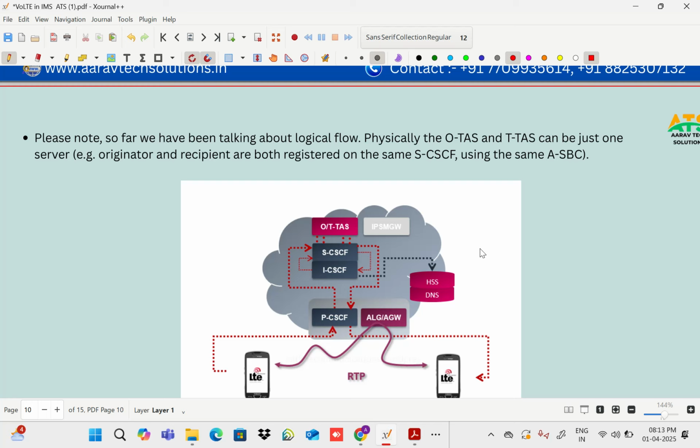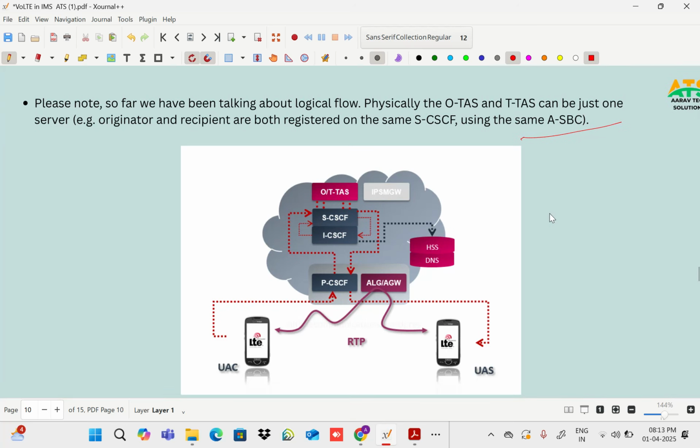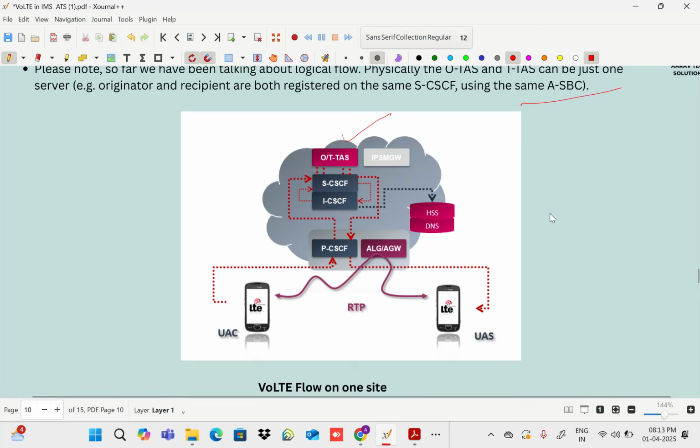So please note, so far we have been talking about the logical flow. Physically, the originating TAS and terminating TAS can be just one server. Originator and recipient are both registered on the same CSCF using the same SBC, like this one. The server is common. For example, if we are discussing originator and terminator, the same TAS, same S-CSCF and same I-CSCF are available for this call.